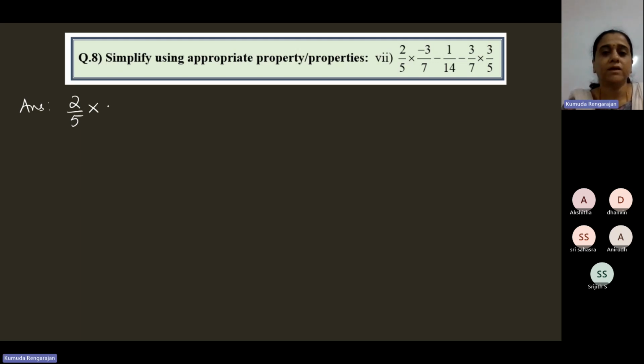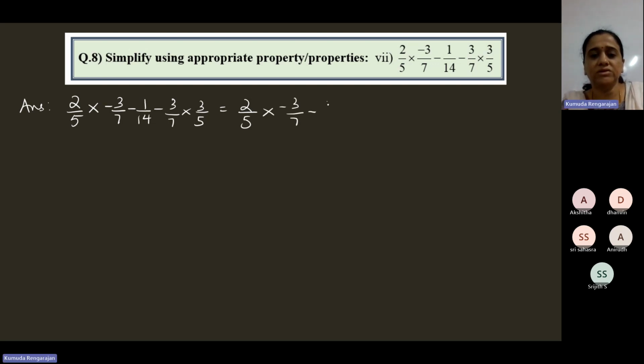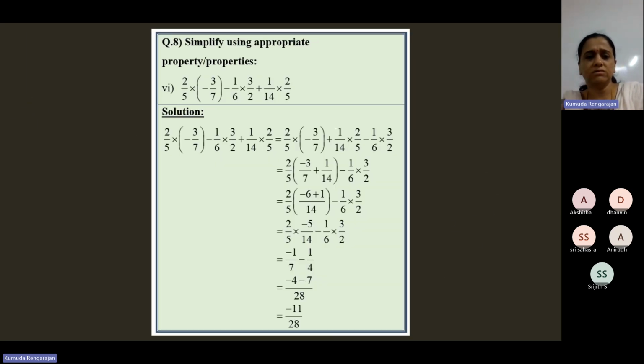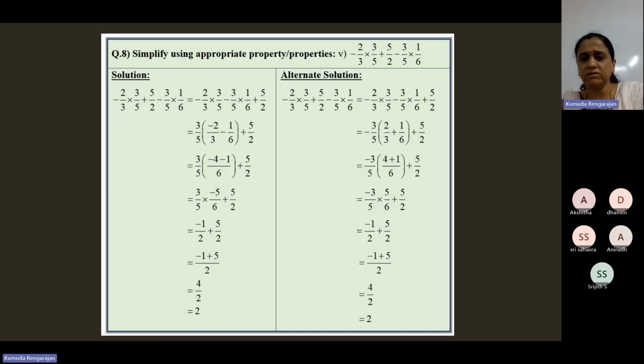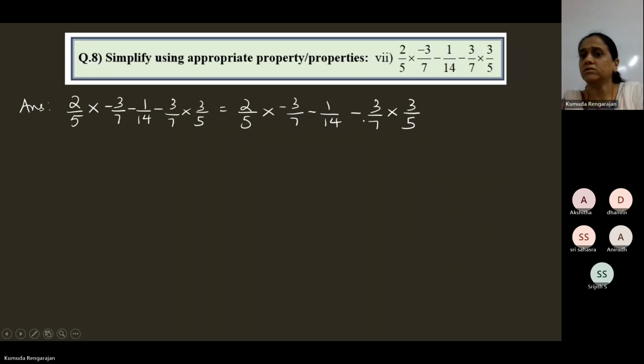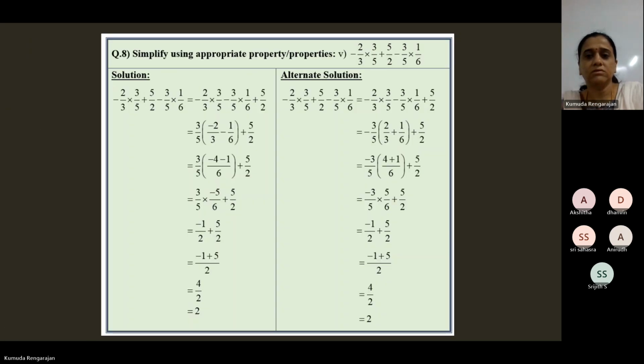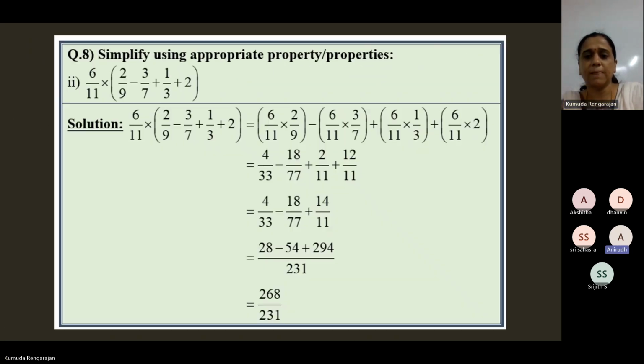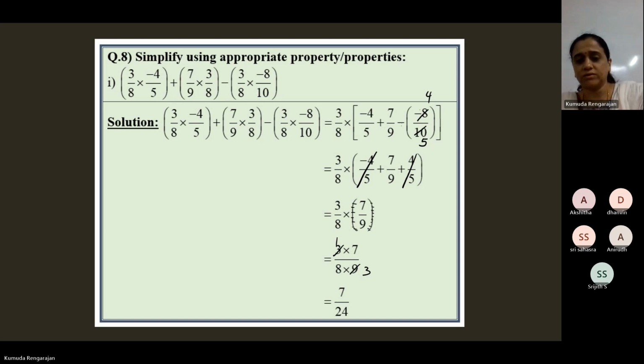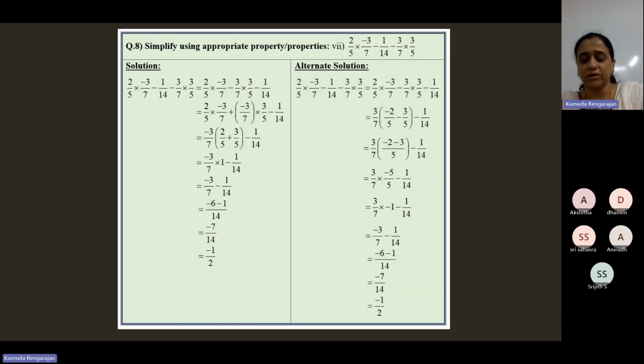Okay, please wait. Okay. Minus 3 by 7 minus 1 by 14 minus 3 by 7 into 3 by 5. Repeat that after the equal to sign because we need to insert brackets. We have the multiplication sign in 2 places. This is a new question, right? Or did we do this earlier? This is a new one, right? Yes, ma'am, it's a new one. Okay.